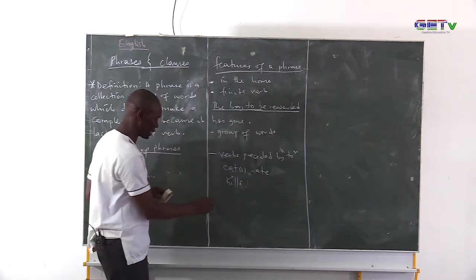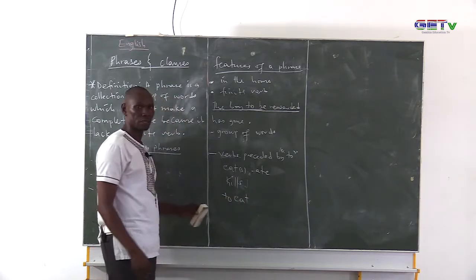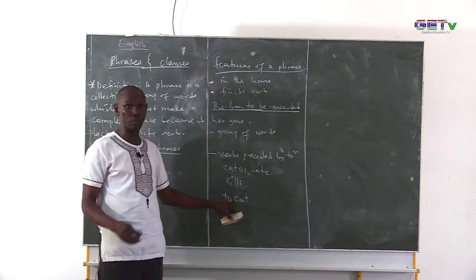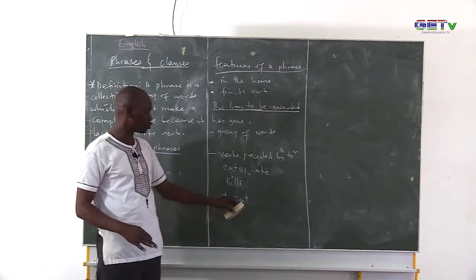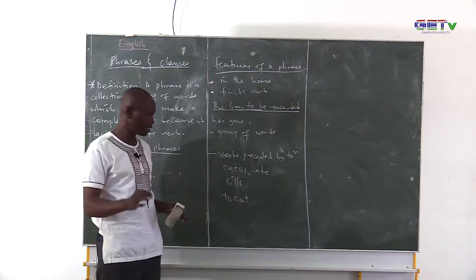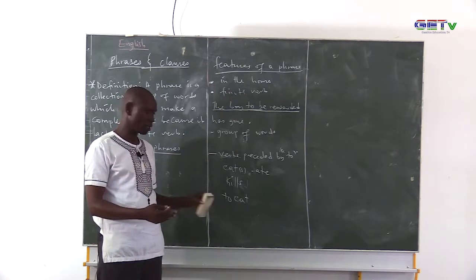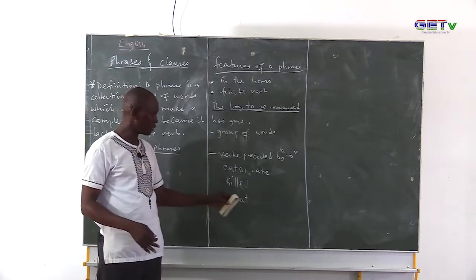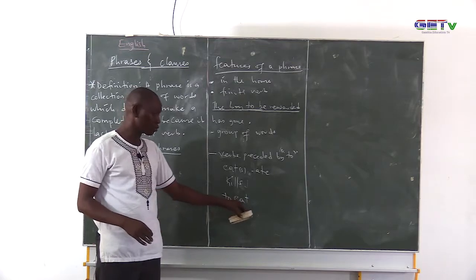But the same eat, if you have it here and there's to before it, this to has disabled this verb. So it cannot change from one form to another. It must always remain like this, irrespective of changes in the subject or time. If you change the subject, the verb won't change. If you change the tense, the verb remains the same. That is the point. So therefore, it is non-finite.